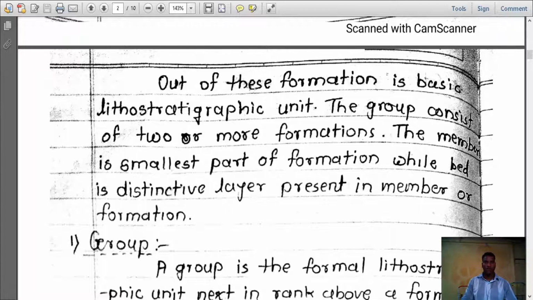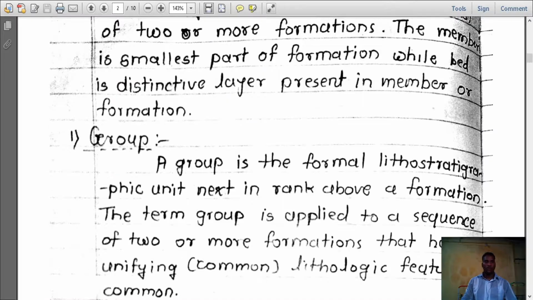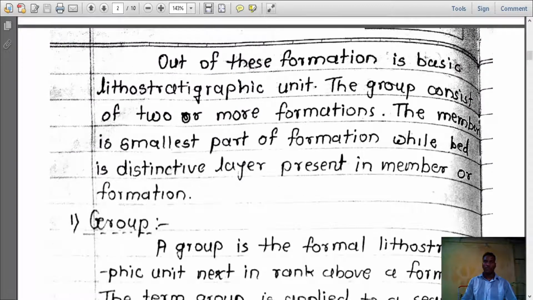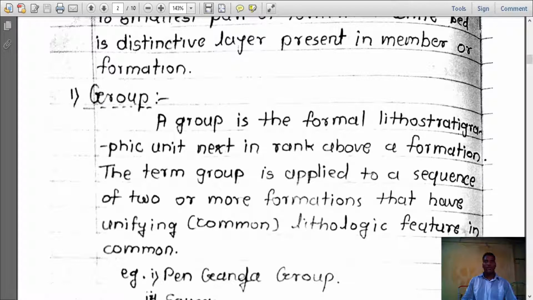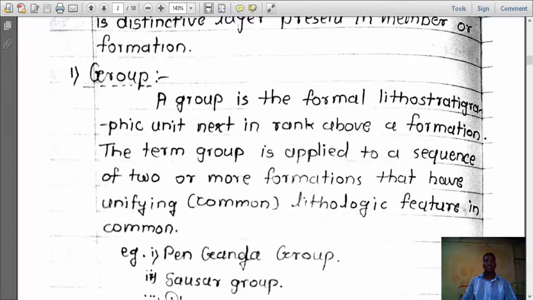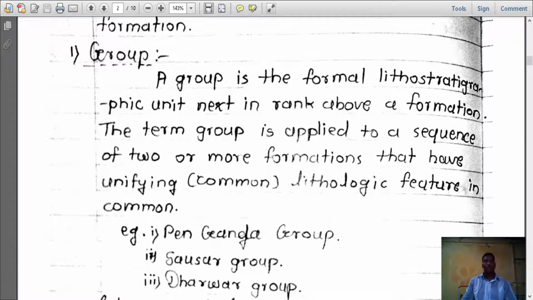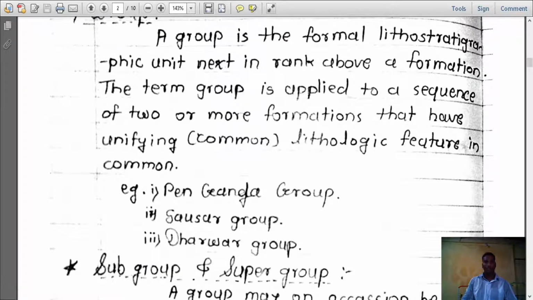Group is the formal lithostratigraphic unit next in rank above formation. The term group is applied to a sequence of two or more formations that have unifying or common lithologic features. Example: Penganga group, Sausar group, Dharwar group.